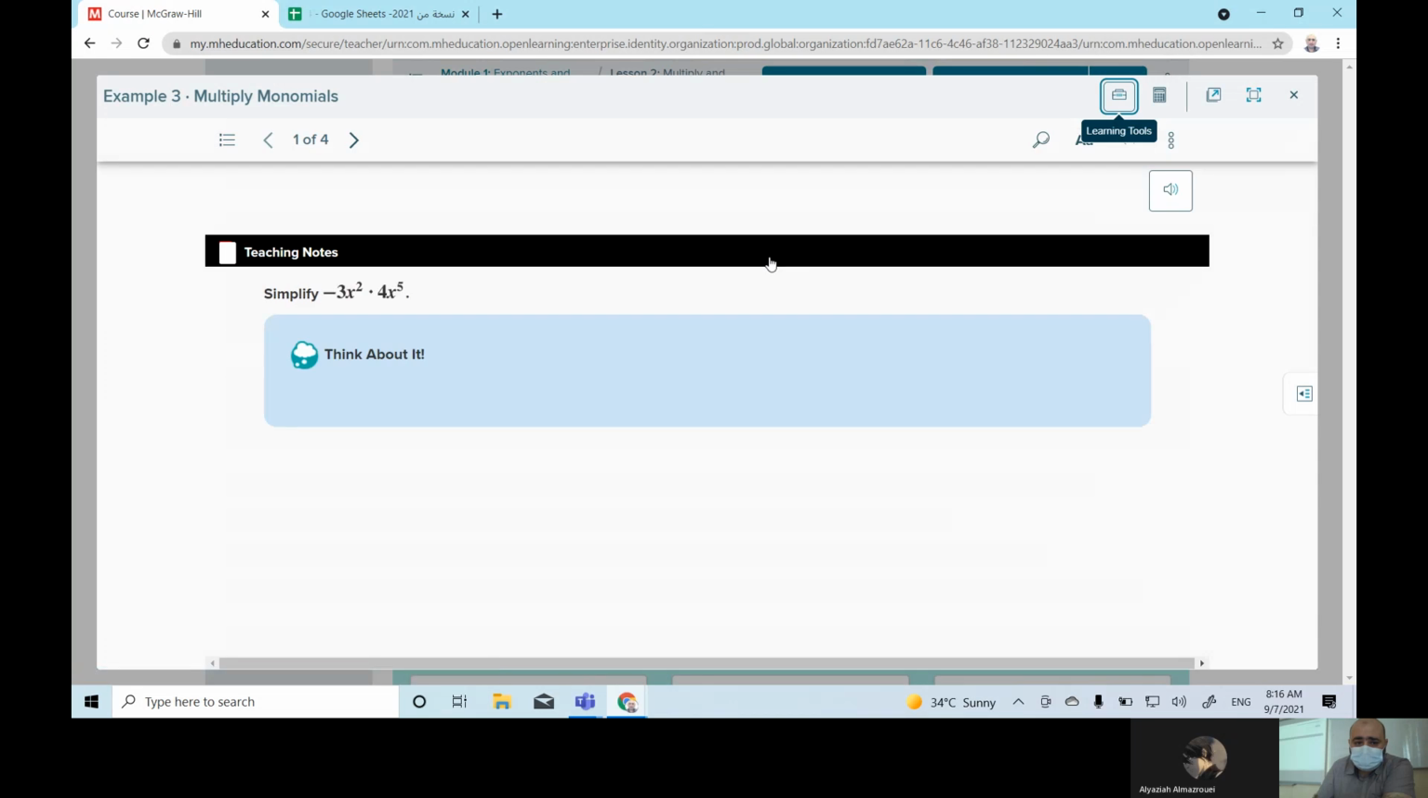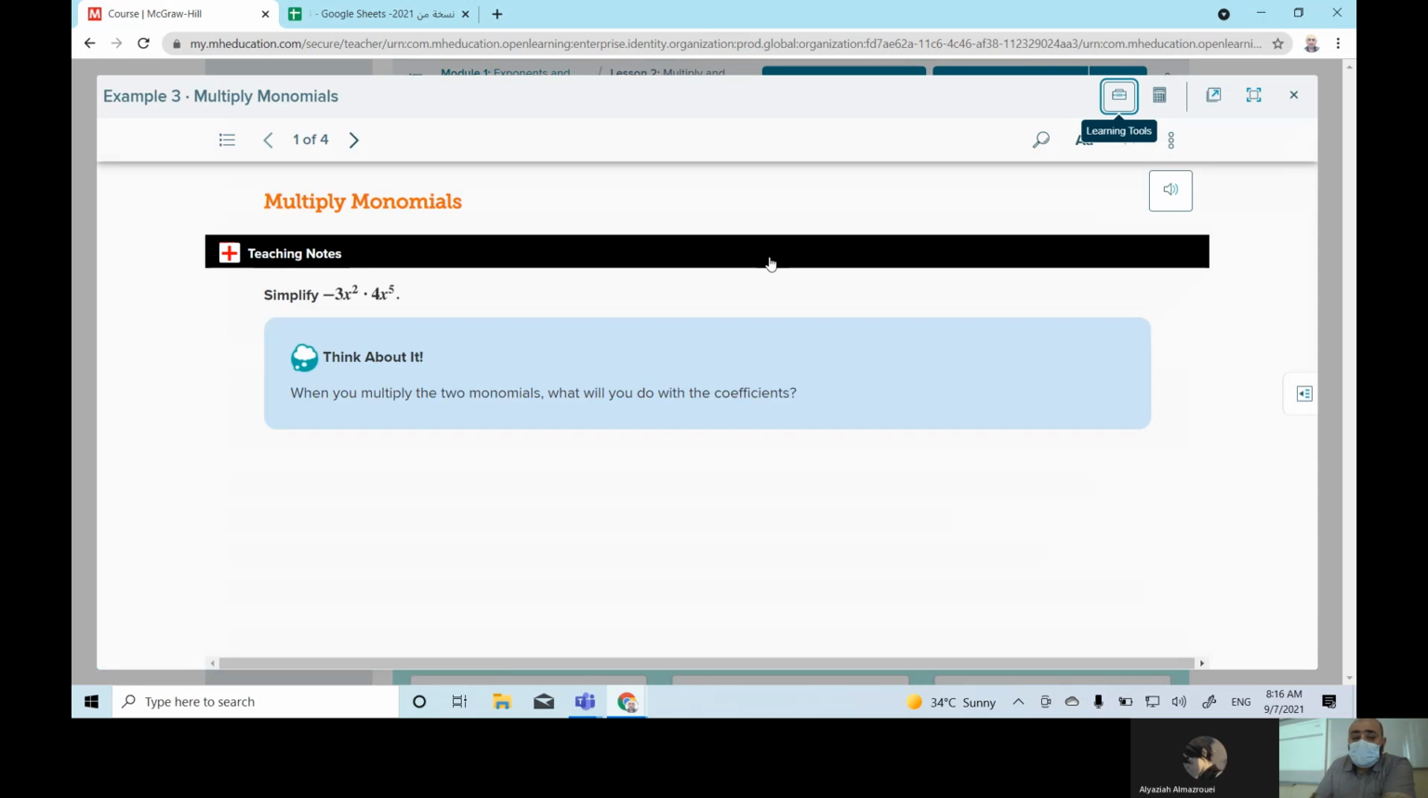Example 3. Now we want to multiply monomials. As you remember, what is the meaning of monomial? A number or a variable or a product between a number and a variable. And a monomial is just one term.